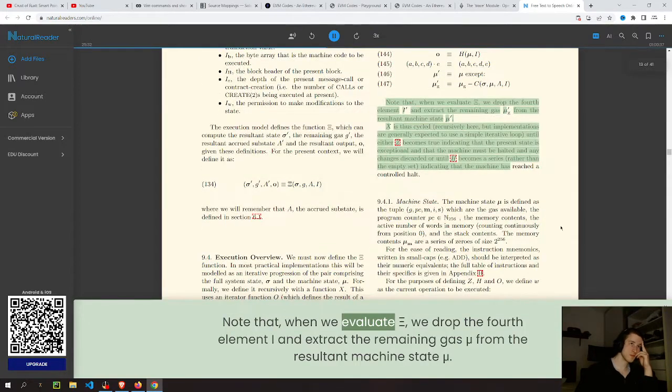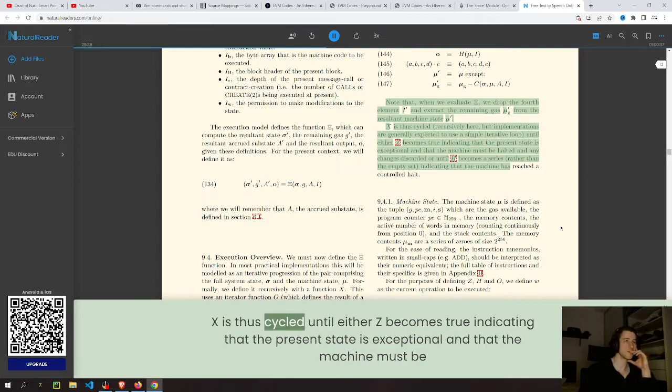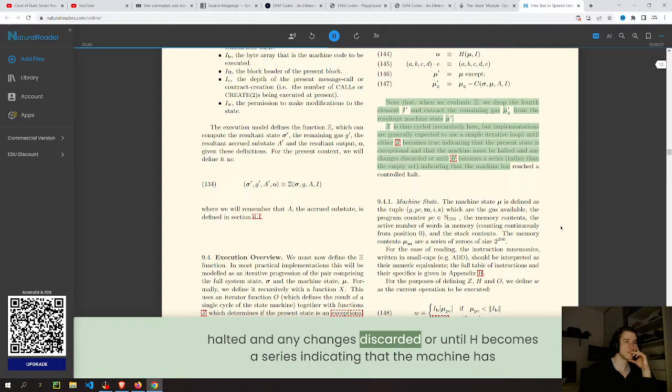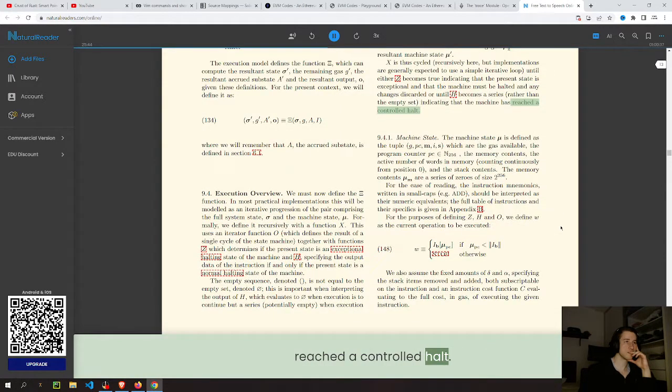Note that, when we evaluate psi, we drop the fourth element I and extract the remaining gas mu from the resultant machine state. Mu x is thus cycled until either z becomes true, indicating that the present state is exceptional and that the machine must be halted, and any change is discarded, or until h becomes a series, indicating that the machine has reached a controlled halt.